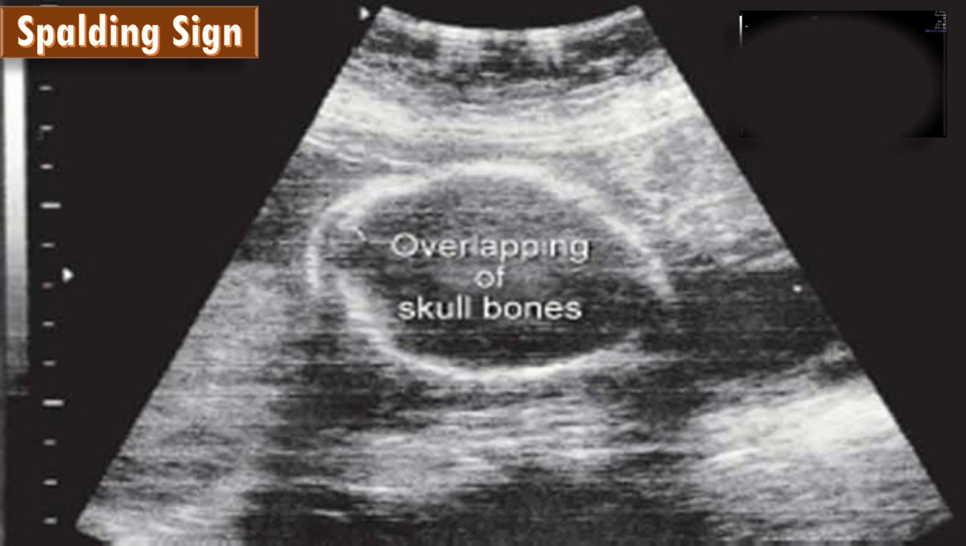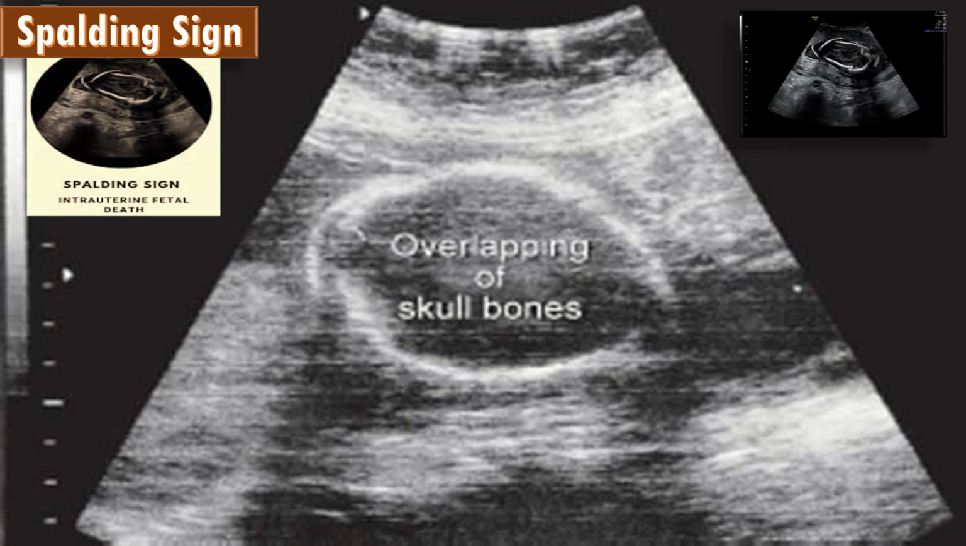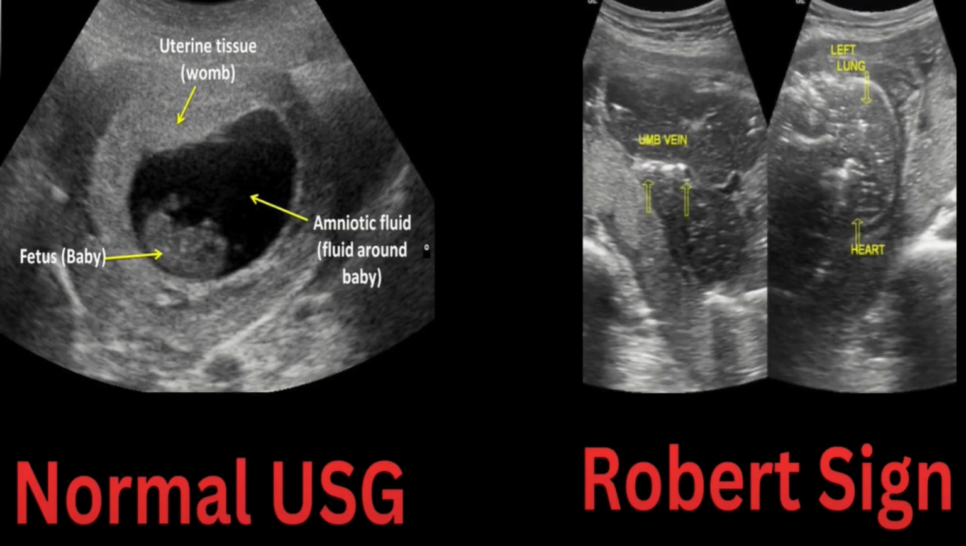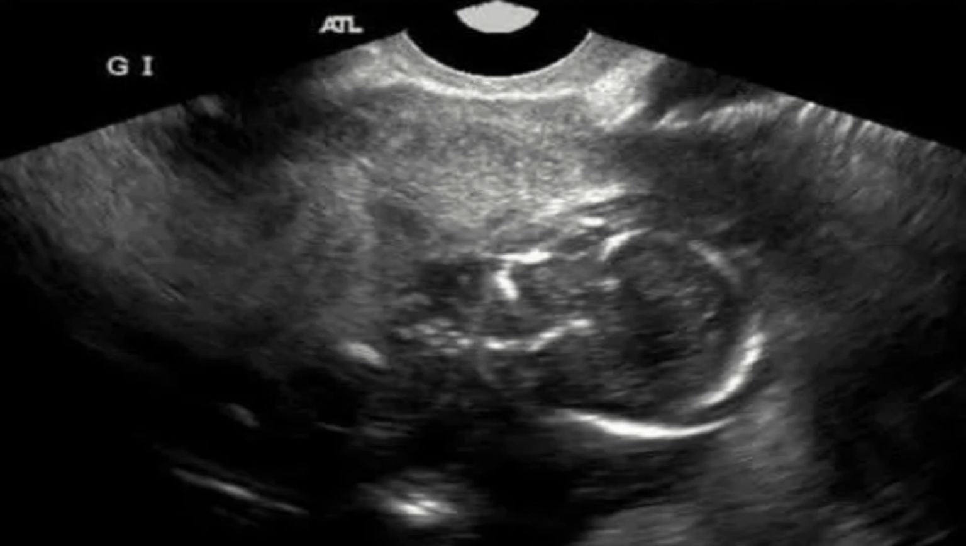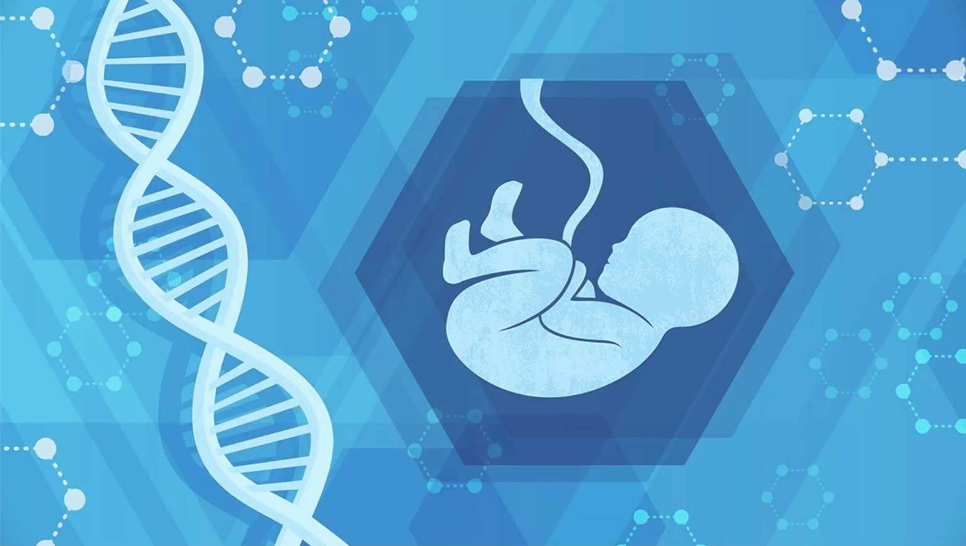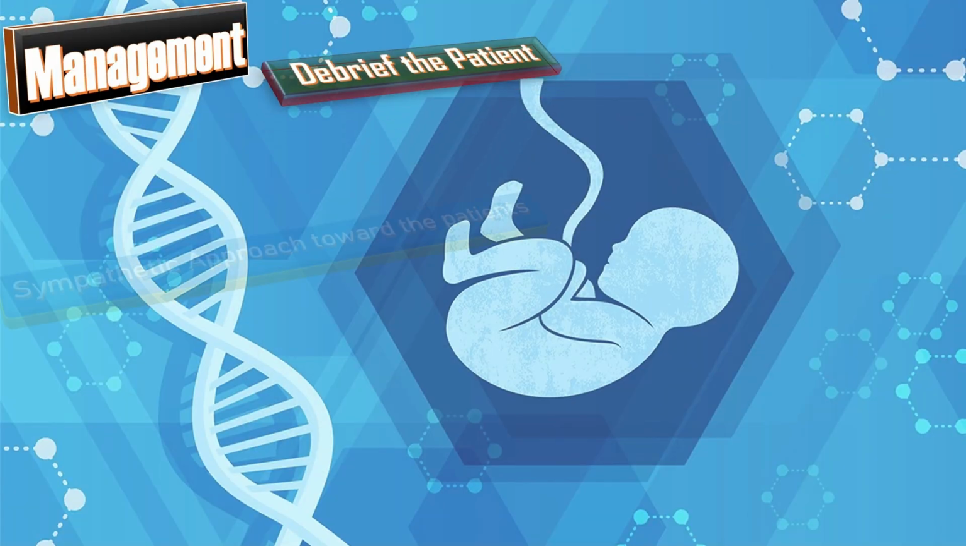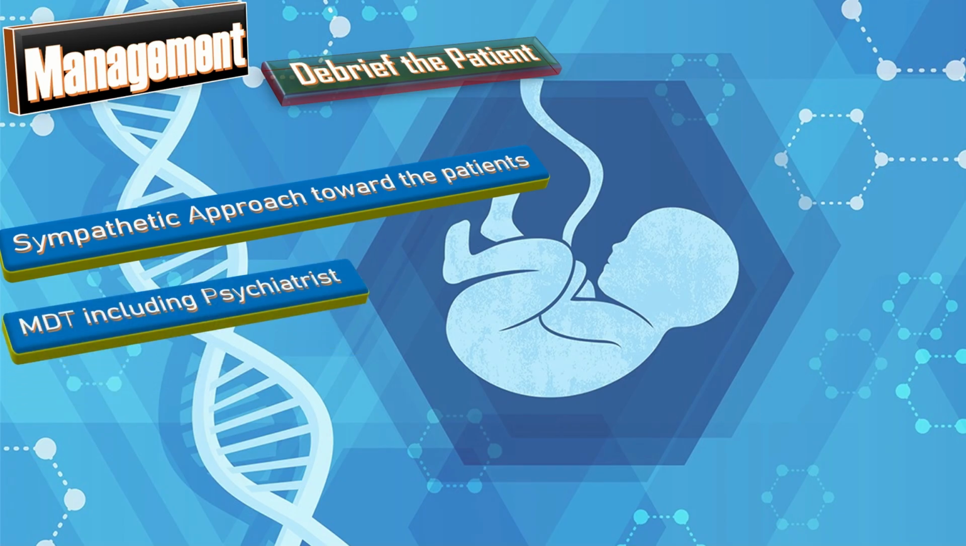In the Spalding sign, there is overlapping of the fetal cranial bones at the sutures after fetal death in utero. And in the Roberts sign, which is seen after fetal death, there is the presence of a gas shadow within the heart or great vessels, and it is seen 1 to 2 days after death and maybe as early as 12 hours. In the Ball sign, there is extreme hyperflexion, and the fetus appears curled, which is a finding associated with fetal demise.